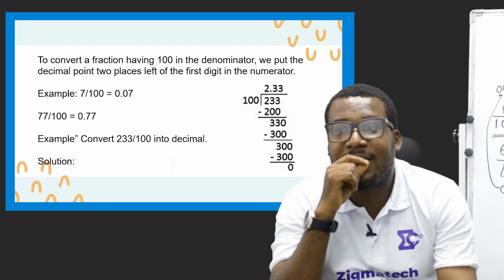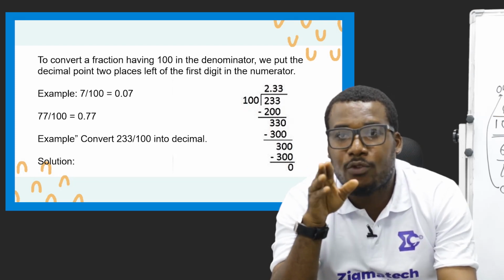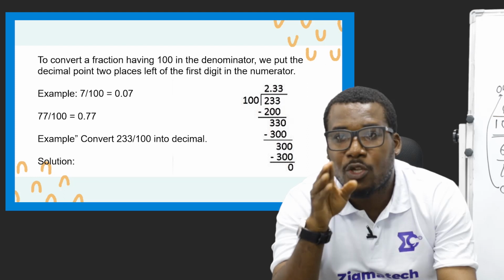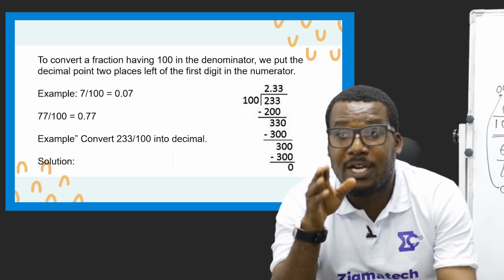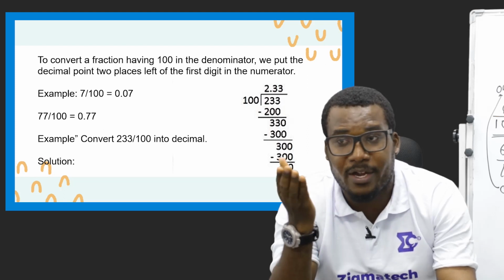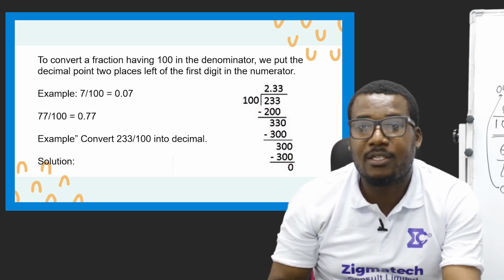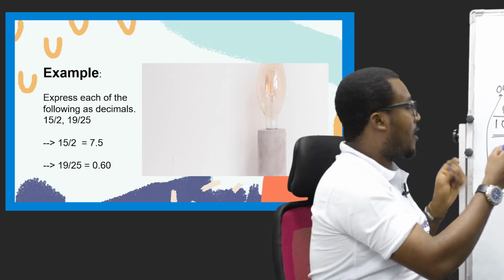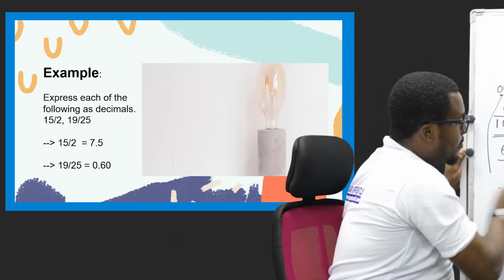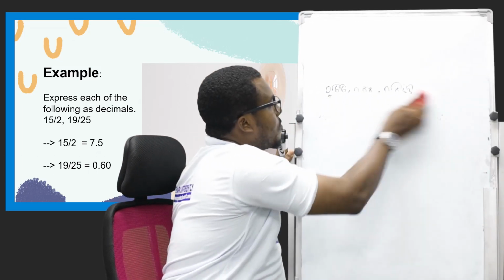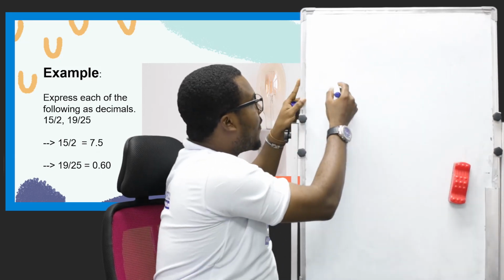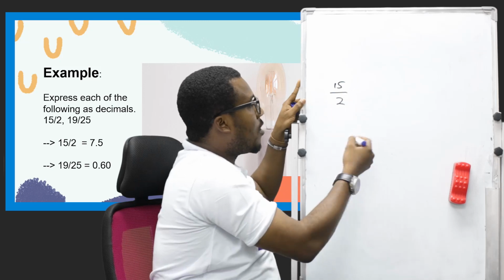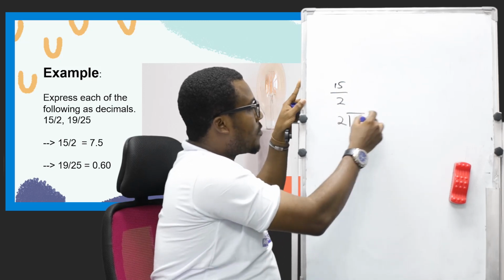Now look at what I did initially, the example down there, 233 divided by 100, and that's even a fine number which you can work very easily. But in this case, when you have 15 over 2, sorry, let me just wipe this. When you have 15 over 2, you use your long division.